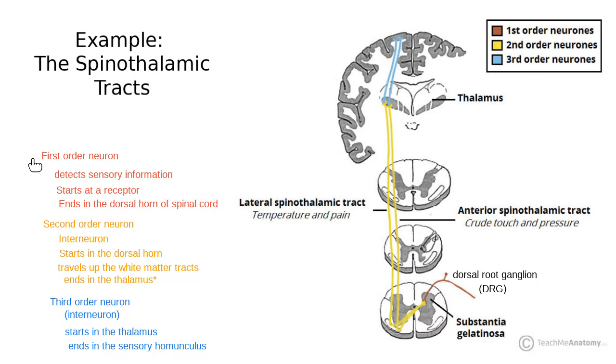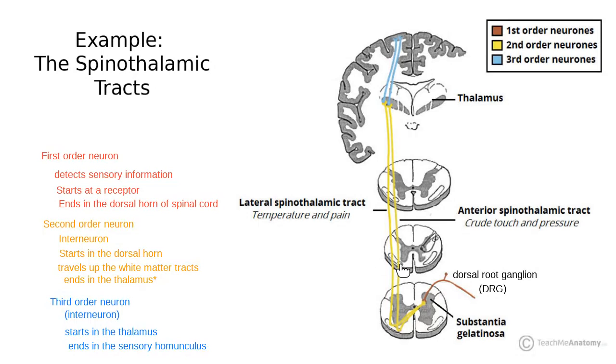So let's look at our descriptions here. First order, second order, and third order neuron. For each of these neurons, make sure you know where they start, make sure you know where they end. In the spinothalamic tract in particular, remember that we talked about how we have more than one that has that name. We have the lateral spinothalamic tract and the anterior spinothalamic tract. Lateral means we're more toward the outside. Anterior means we're more toward the front side.